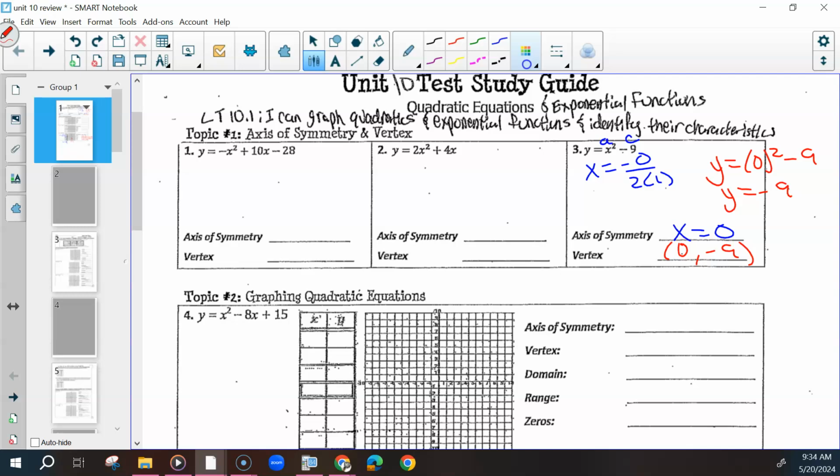Let's go on to page 2. So page 2 is still 10.1, but it's now graphing your exponential functions. What questions do we have there?